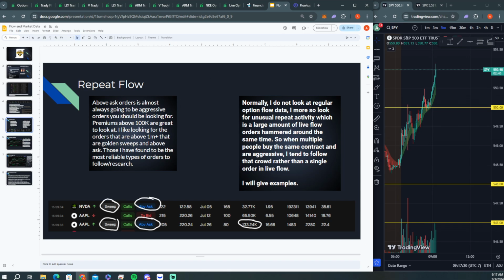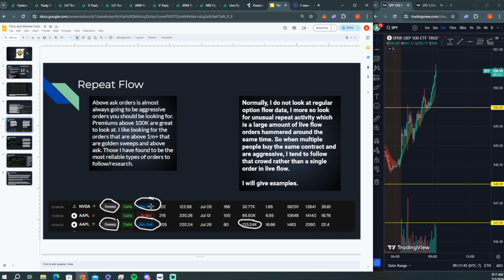So again, I look for that repeat order. I look for above ask orders. I circled it here. I look for sweeps, and then I look for premiums as well. All these things combined paint the picture for me of whether I should get into that contract or not. The first thing I look for is whether there are a lot of orders coming through on the same exact contract. If yes, then I move on to the next thing.